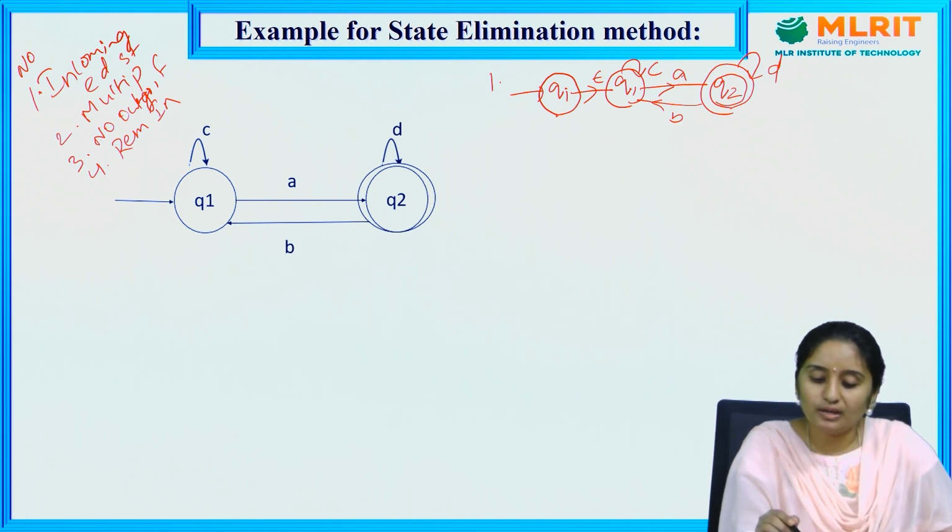Now check it. The initial state is Qi. There is no incoming edge, that is satisfied. The next step: check whether there are multiple final states. No, only one final state is there, that is Q2, our final state.